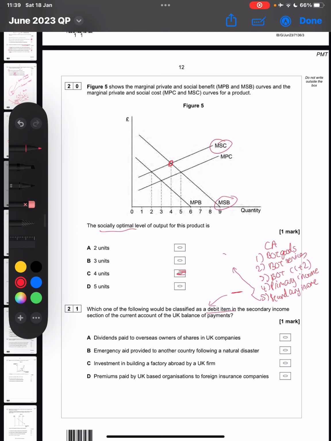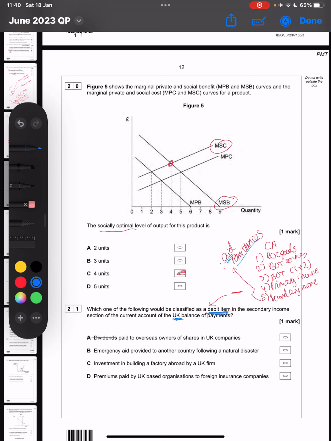Usually that's things like aid or remittances. Remittances are payments by migrant workers back to their family. So I'm looking for something related to aid or remittances, and it has to be a debit item, so money has to be leaving the UK. For example, the UK sending aid or the UK sending remittances.